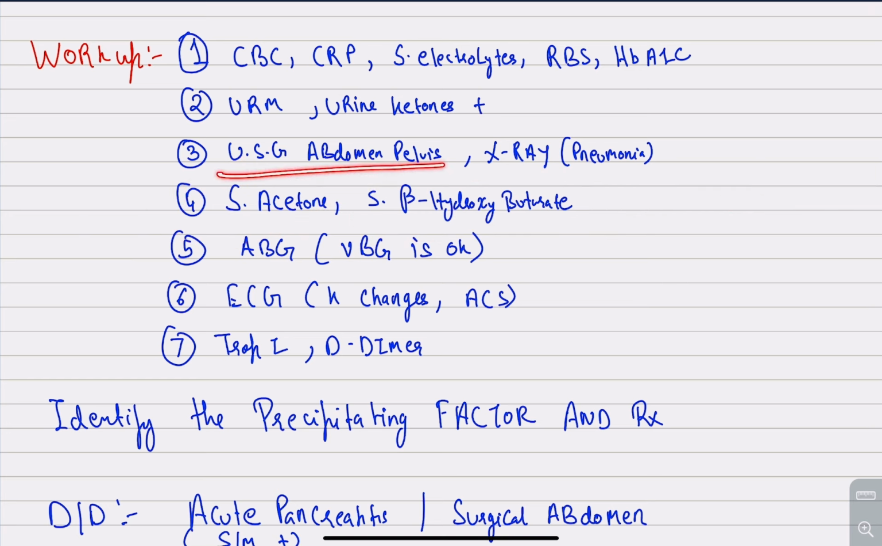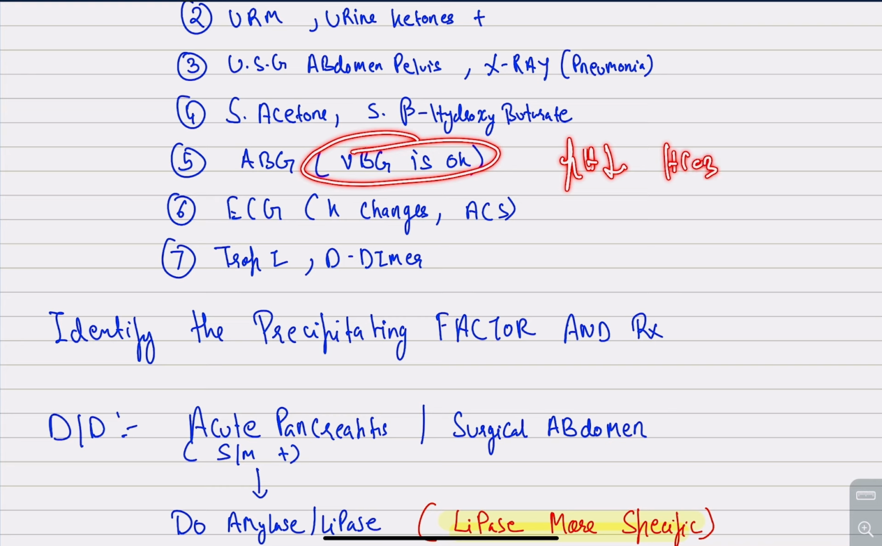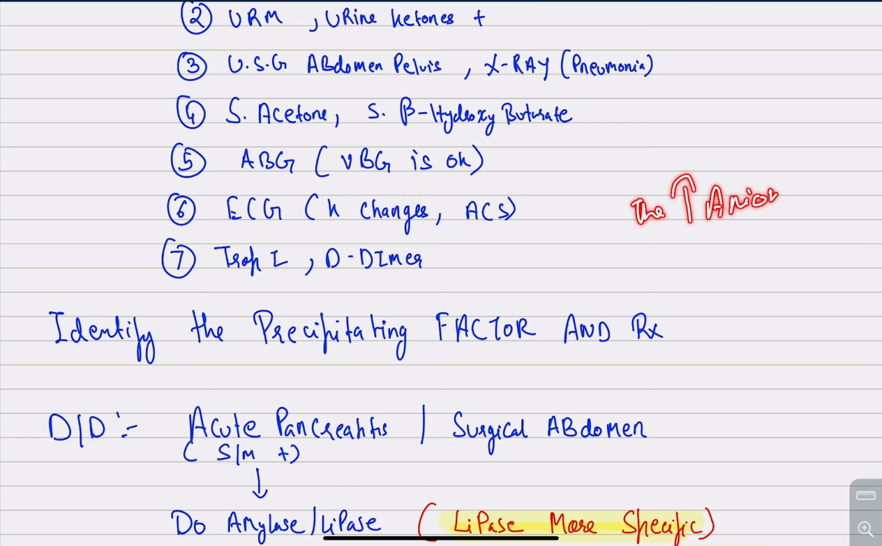You will do a USG abdomen pelvis for knowing septic foci, and an X-ray for pneumonia. You can do ABG, but ABG gives PO2, which you don't require here. But if the patient simultaneously has a comorbidity like ARDS or pneumonia, we can do ABG. If you don't have ABG services available, VBG is okay because there will be a pH down in VBG, HCO3 down, and there will be a high anion gap because there are elevated anions in our body.